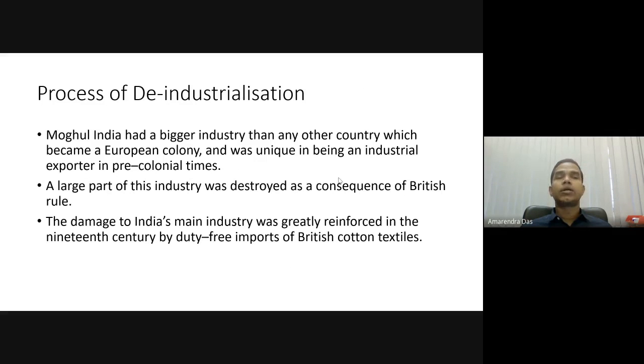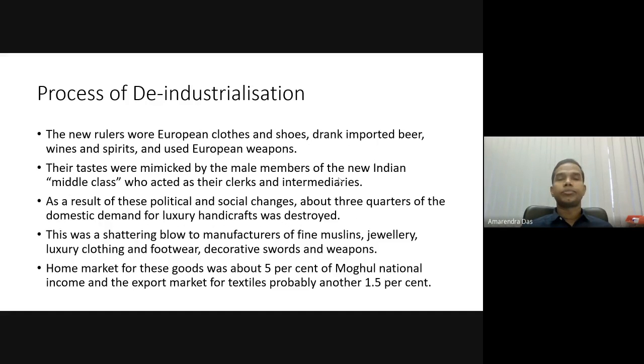So, if you discuss the process of deindustrialization, the Mughal Empire in India had a bigger industry than any other country, and a large part of the industries were destroyed as a consequence of British rule. The damage to India's main industry was greatly reinforced in the 19th century by duty-free imports of British cotton textiles. And as told earlier, the new rulers wore European clothes and shoes, drank imported beer, wines and spirits, and used European weapons. Their tastes were also mimicked by the male members of the new Indian middle class, who acted as their clerks and intermediaries.